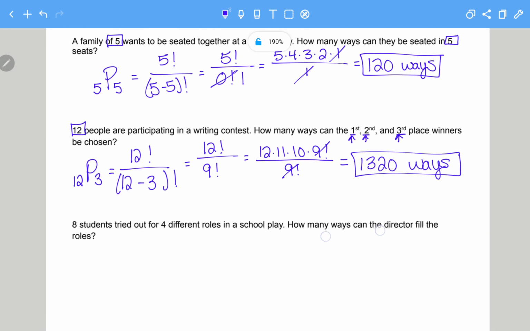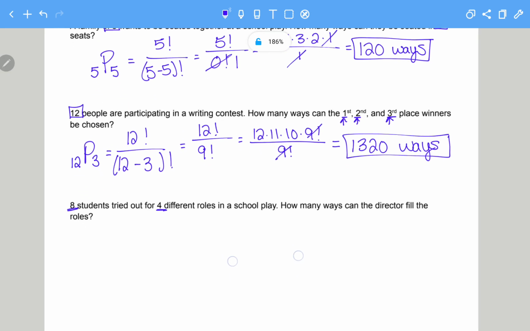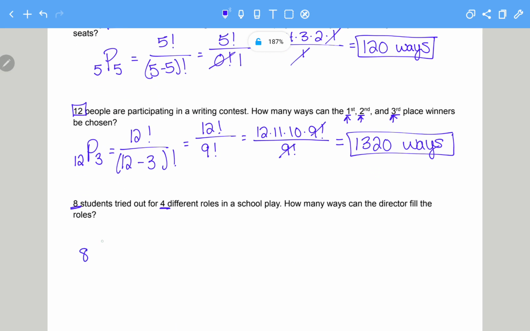Okay. Let's try one more permutation. 8 students tried out for 4 different roles in a school play. How many ways can the director fill the roles? So how many are trying out is 8 and 4 different roles. So we're choosing 4 of them. And this just means that there's a difference. If you wanted to be the star of the show, that's different than if you are part of the choir or part of the crew. Okay, so we have 8 to choose from. It's still a permutation, and we are choosing 4. Let's put those into our formula.